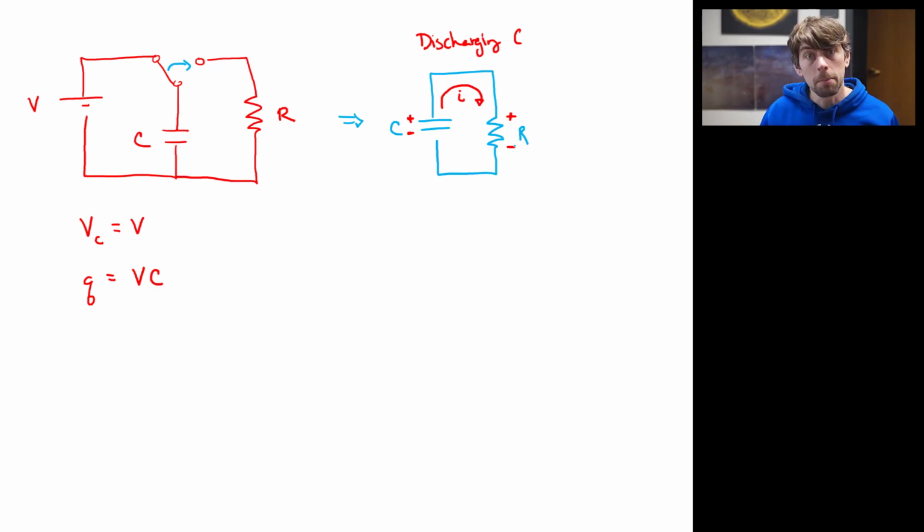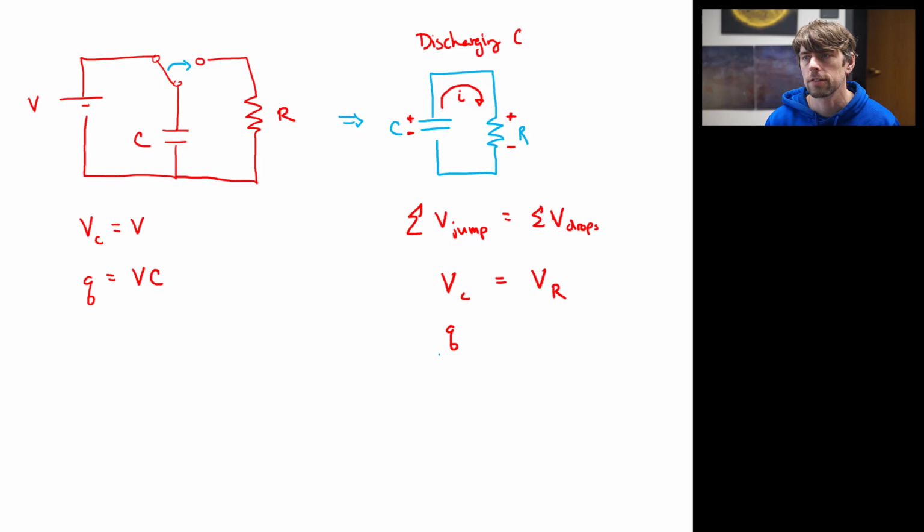Now we're off and running like a bale of turtles. We know that the potential jumps must be equal to the potential drops. And so we see that the potential on the capacitor must be equal to the potential drop across the resistor. Substituting in our expressions for the potential drops, we have the charge on the capacitor divided by the capacitance must be equal to the current running through the resistor times the resistance.